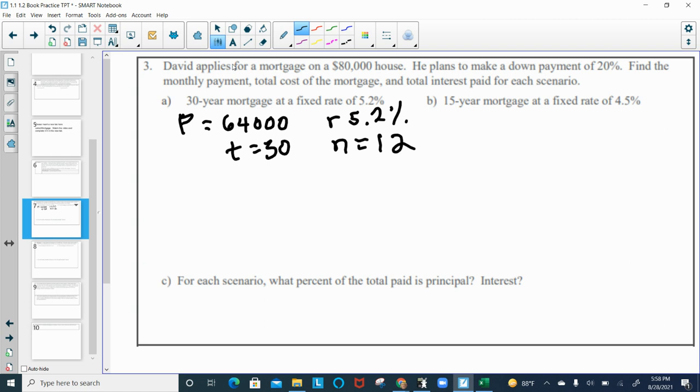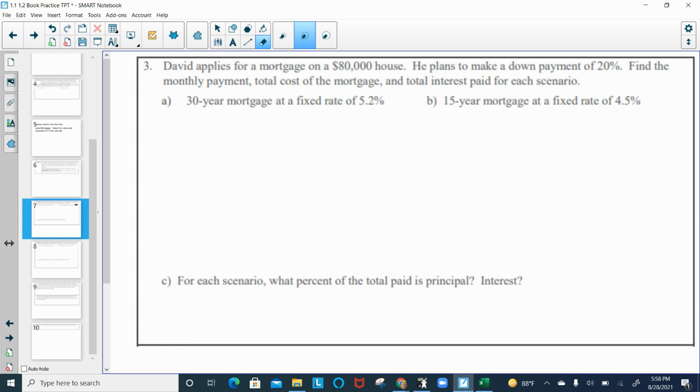Let me grab my eraser. So I'm going to write $351.43. So that's what he's going to pay every month. Now that is before he pays for, what did I say earlier? Oh, the property taxes and the homeowner's insurance. But they didn't bring that up in this problem, so don't worry about it.